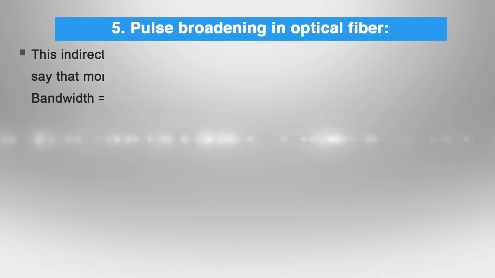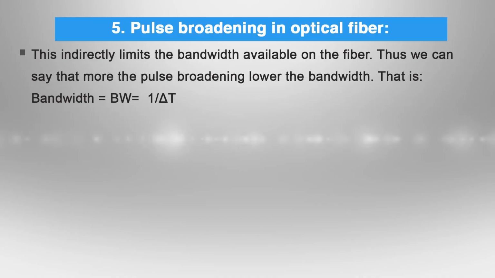limit the rate at which light pulses can be launched into the optical fiber. In other words, it limits the rate at which data can be transmitted along the fiber. This indirectly limits the bandwidth available on the fiber. Thus, we can say that more the pulse broadening, lower the bandwidth. Hence, bandwidth is equal to 1 upon del T.